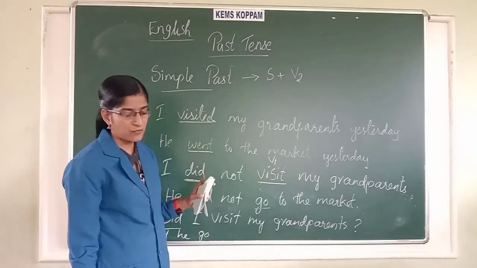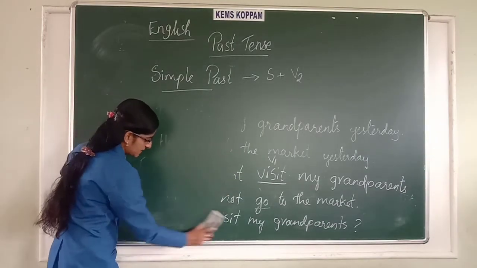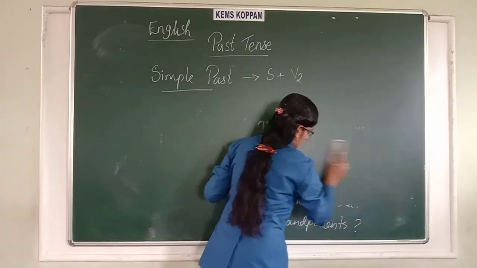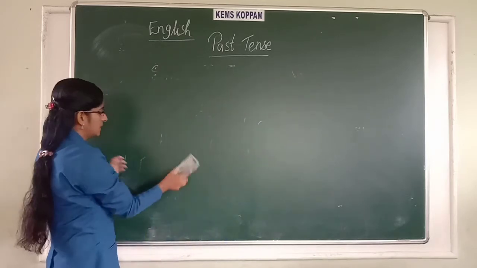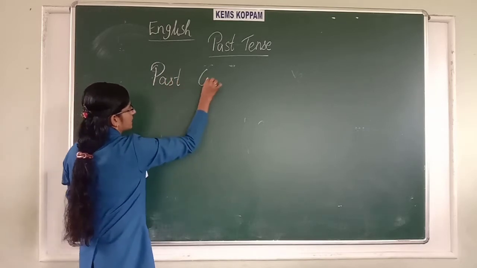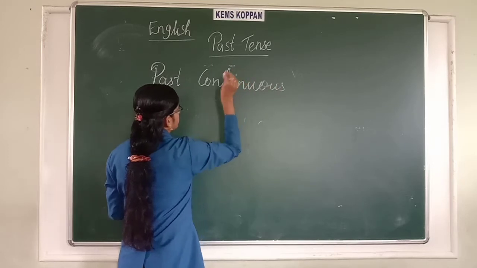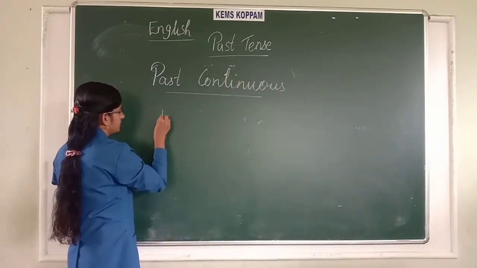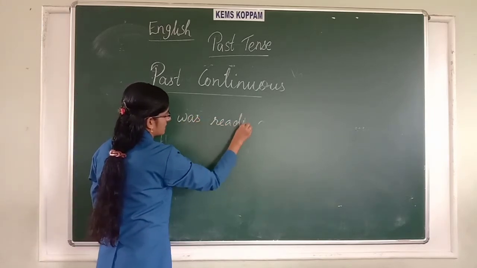Now, the next one, past continuous. The next type is past continuous. Look at the sentence.